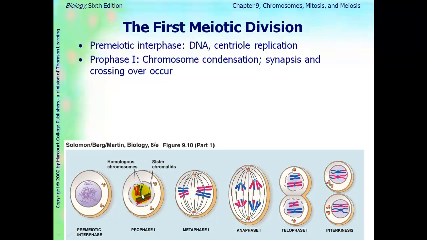In prophase 1, the chromosomes are going to condense. That's the same thing that happened in mitosis. But we have something new occurring. Synapsis and crossing over are going to occur.